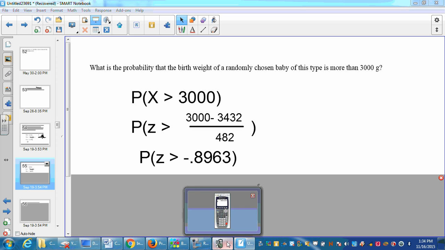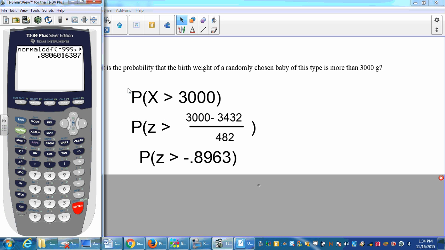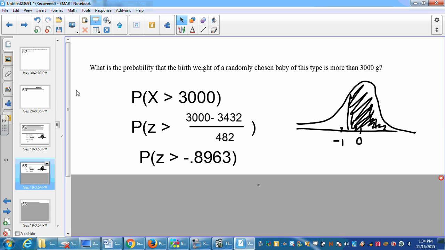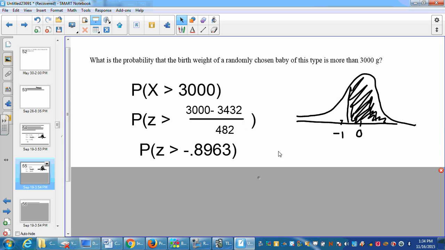Now we take out our calculator. Since this is greater than, I'll try to make a drawing. Greater than negative 0.8963. In our standard normal, that's 0, that would be negative 1, and negative 0.8963 is going to be about there, and it's going to go to the right. You can make estimates just by a quick little drawing like this. You know it's above 50%, not quite 84, so maybe 70-some percent, or below 80, something like that. Now we're going to start at negative 0.8963, and we're going to go to the right forever.